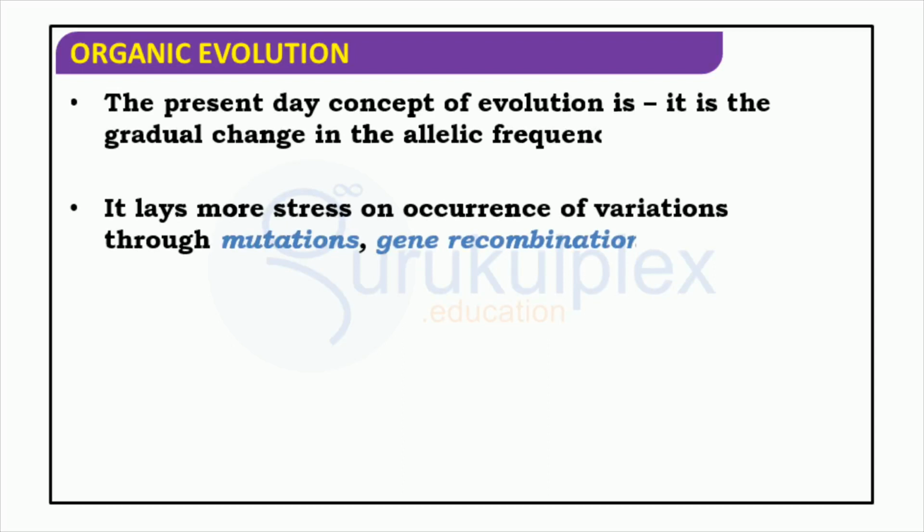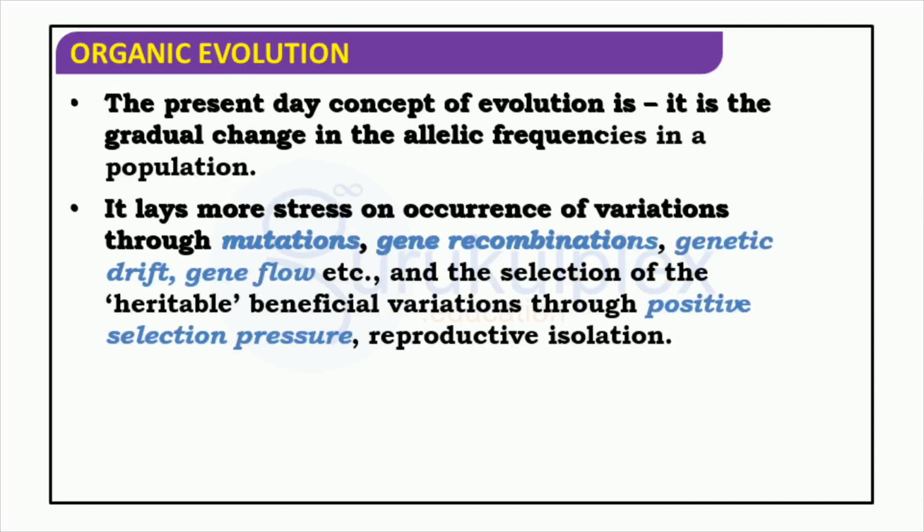Evolution's modern concept implies that there are gradual changes in the allelic frequencies in a population. These variations are the consequence of mutations, gene recombinations, genetic drift, and gene flow. Additionally, reproductive isolation and positive selection pressures are responsible for strengthening the heritable beneficial variations over time. All of these small alterations can add up over time, leading to the evolution of a species.